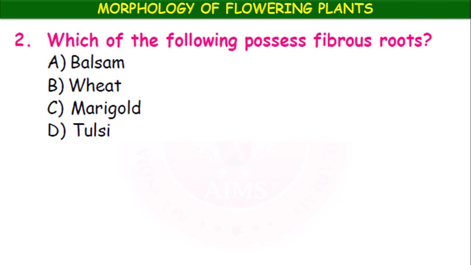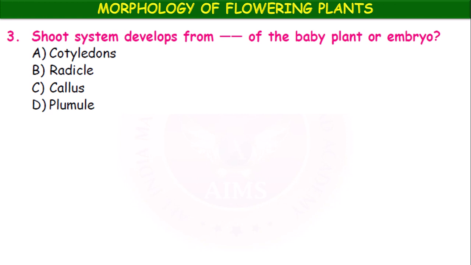Which of the following possesses fibrous roots? Balsam, wheat, marigold, Ocimum or tulsi. Fibrous roots are present in the monocots: wheat. Shoot system develops from which part of the embryo of the baby plant? Cotyledons, radicle, callus, plumule. Plumule.